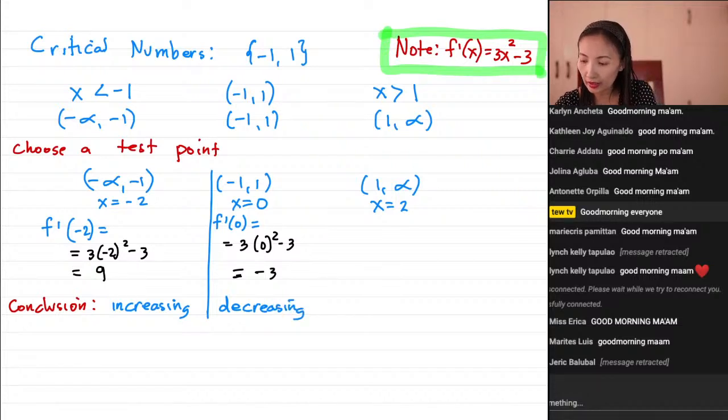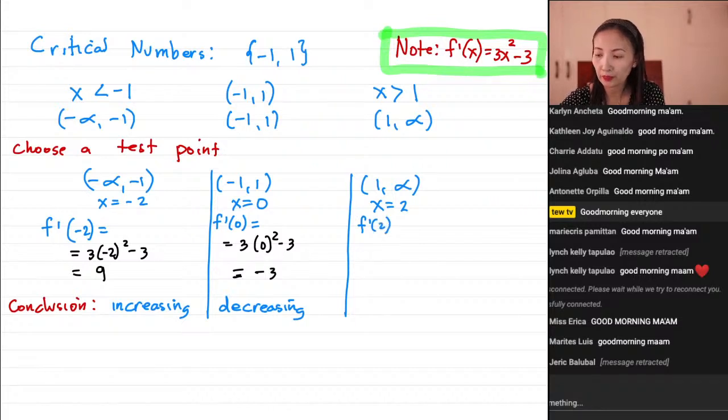We proceed to the next test value, which is 2. What is f prime of 2? Okay, what is it equal to? F prime of 2 is 3 times 2 squared minus 3, which is 12 minus 3, equal to 9. Also positive. Okay, 9 is greater than 0, therefore the function is increasing.